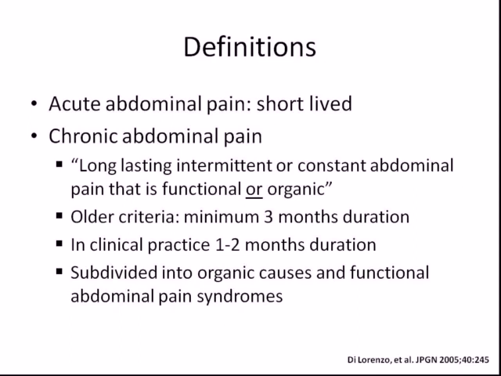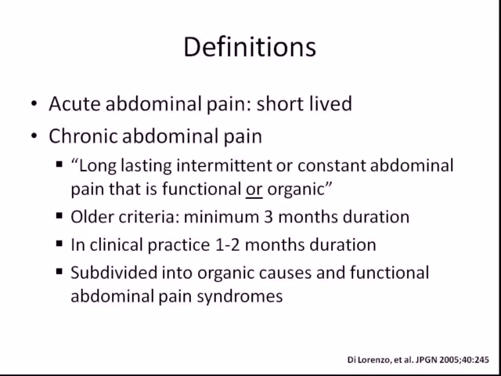Prior nomenclature included recurrent abdominal pain, which was used for many years, but only referred to pain that was not from an organic cause. The current definition of chronic abdominal pain came out of American Academy of Pediatrics and North American Society of Pediatric Gastroenterology and Nutrition Working Group and the corresponding clinical reports that were published in 2005. Currently, chronic abdominal pain is defined as long-lasting, intermittent or constant abdominal pain that is functional or organic.